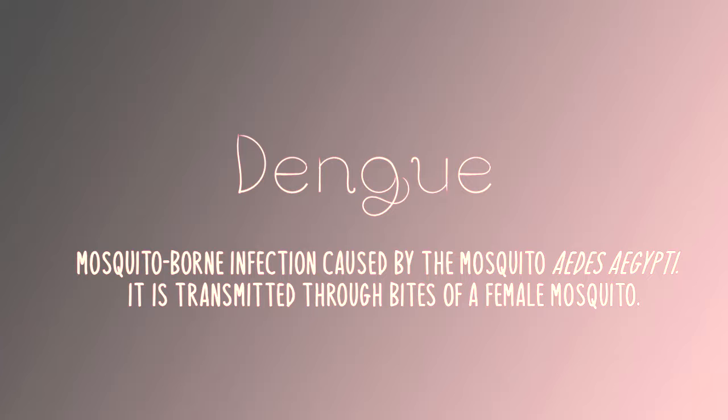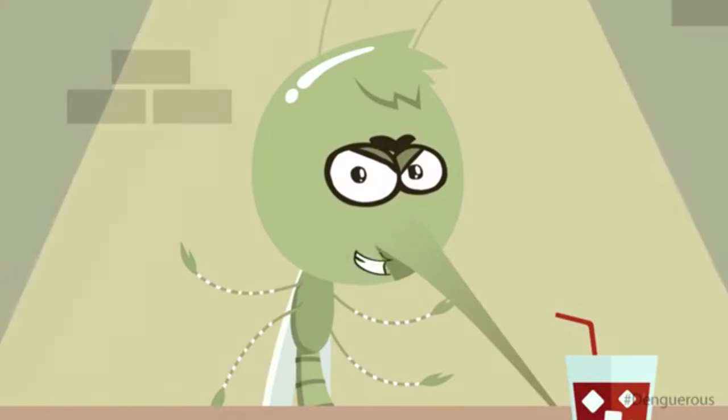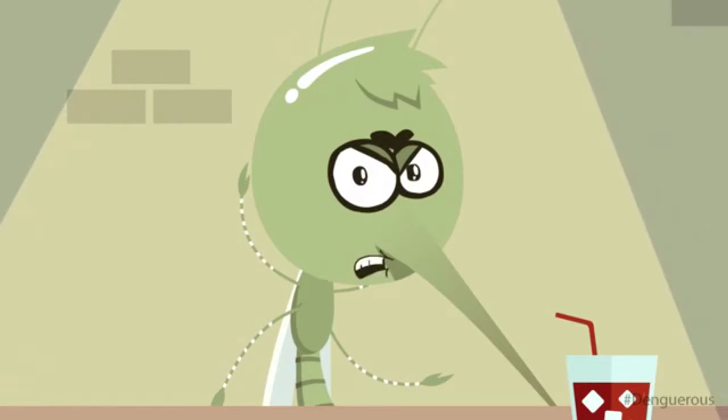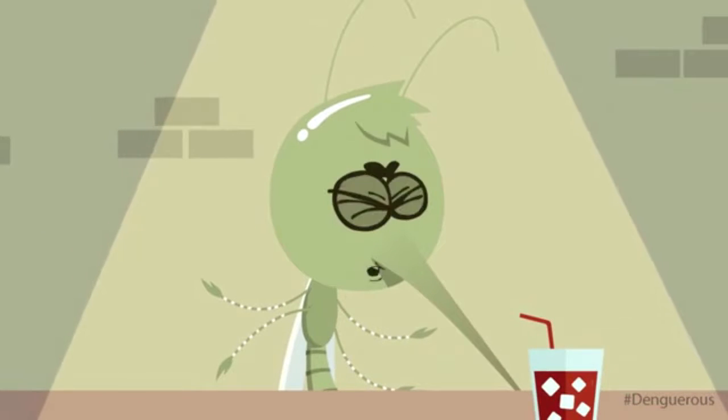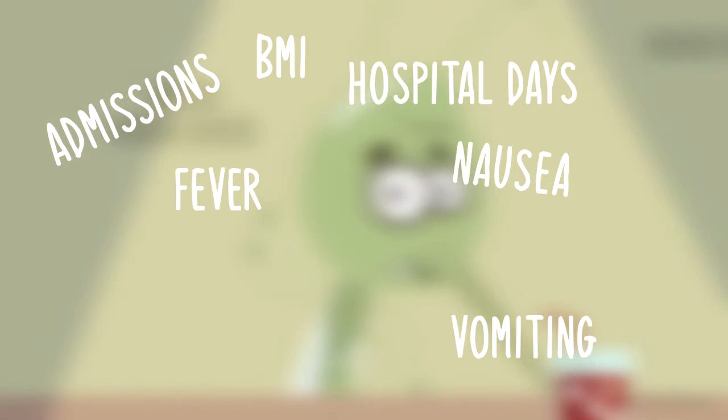It belongs to the genus Flavivirus, family Flaviviridae. This family includes yellow fever virus, West Nile virus, and Zika virus. This disease occurs in the tropical and subtropical regions. In the data given, there are many variables related to dengue, such as admission and discharge, BMI, fever, and other symptoms.